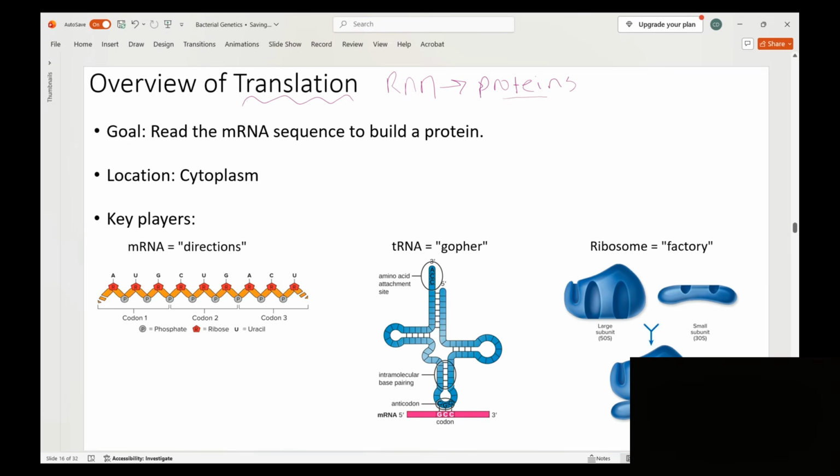So remember, this fits into the overall process of gene expression. So remember, gene expression is taking the instructions found in DNA and using them to make proteins. So in the last video, we talked about transcription, which took DNA and made RNA. Well, now we need to translate that RNA so that the cell can make proteins.